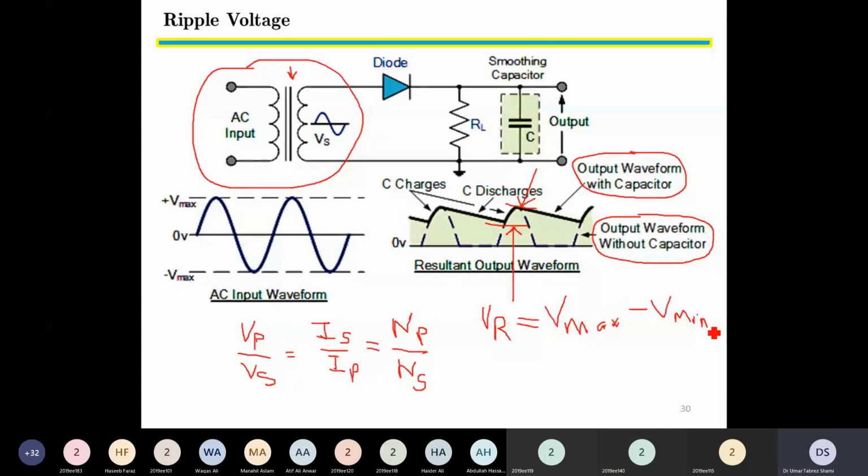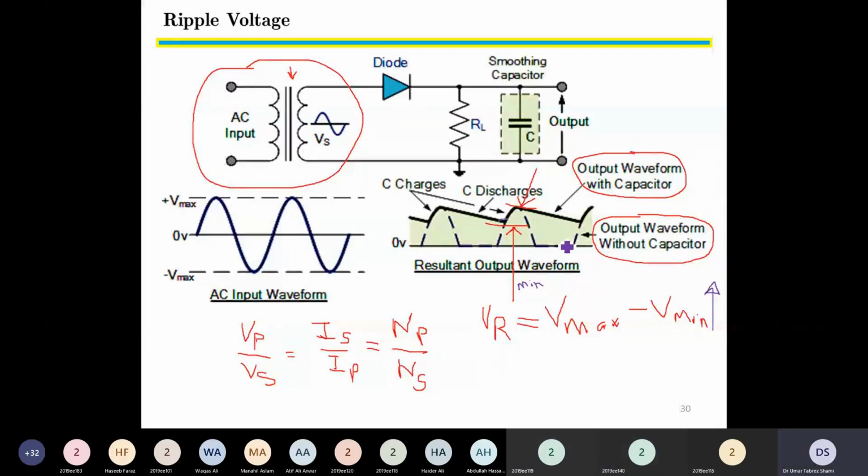So by adding the capacitor, what we have done is we have increased the minimum voltage. This is our minimum voltage, here is your minimum. Is this visible to everyone? Yes, sir. So mathematically we have increased the minimum voltage.